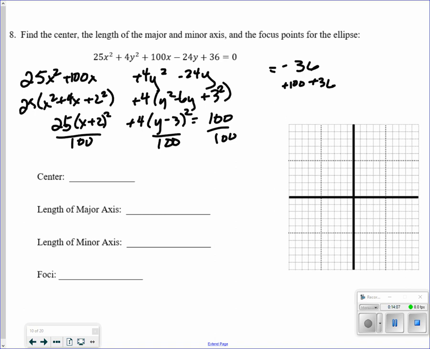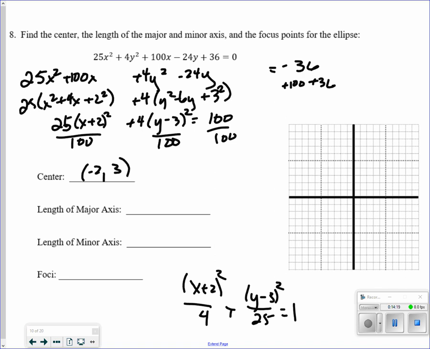Running out of space here, but I'm going to go (x plus 2) quantity squared over 4, (y minus 3) quantity squared over 25 equals 1. So the center is at (-2, 3). Left and right, the square root of 4 would be 2. That's nice, it's a perfect square. Up and down, the square root of 25, which is 5. Again, nice that it's a perfect square. And so, making the elliptical shape.